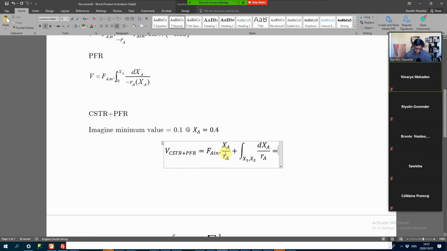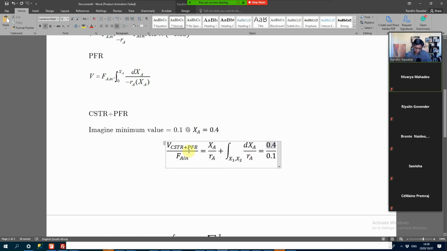So and there's an FA in over here. So I'm just going to take this FA in out here, right? It's basically like a constant here. So XA over RA, XA here is 0.1. So 0.1 divided by RA, which we've said is 0.1 also. So sorry, this is 0.4.